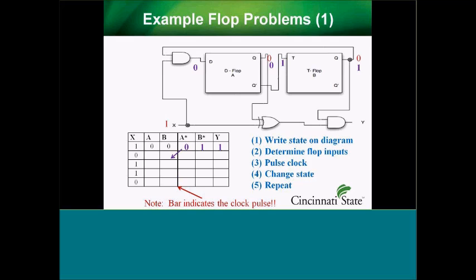But the key here is that now that next state is now my current state. So now that's the current state. Now X changes to 0. And I changed everything, and now I have 0, 1 as my state. So I go through it again.